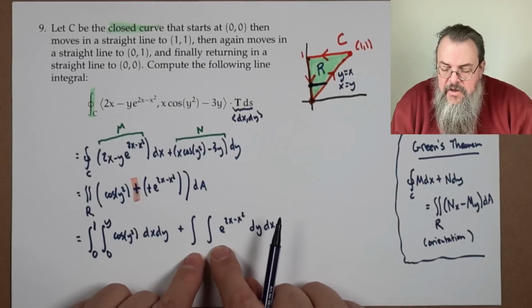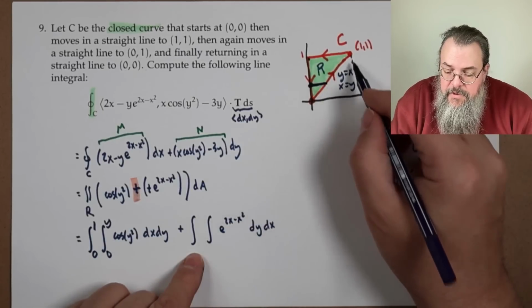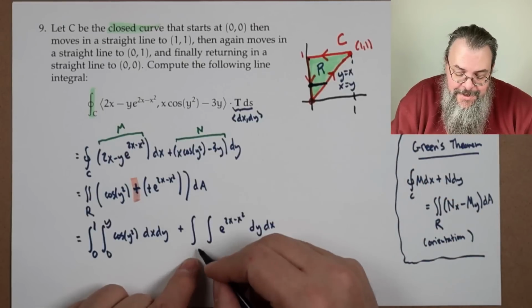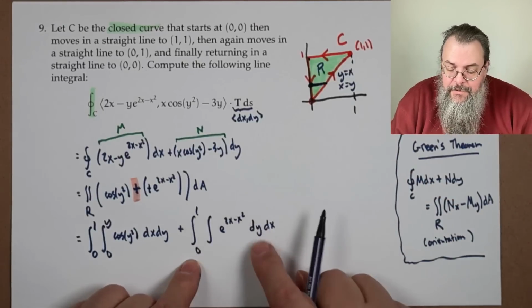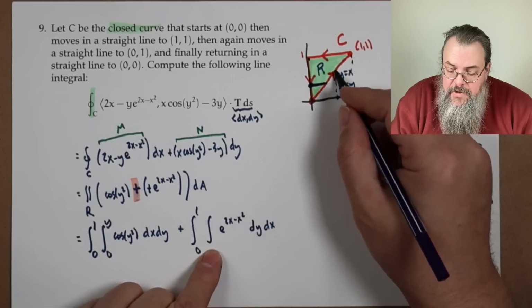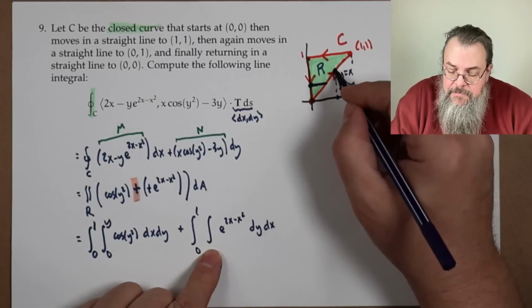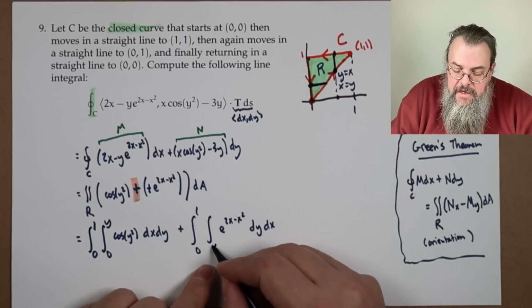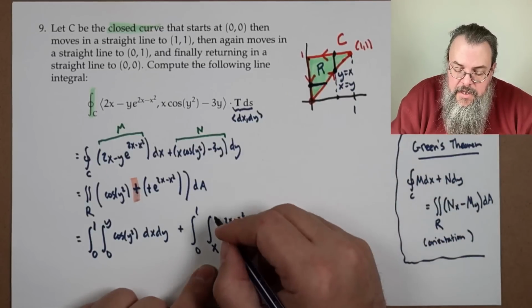Now here, where does x go from? We go 0 to 1. Where does y go from? Well, given an x value, we go from the curve up to there. So we go from y equals x up to y equals 1.